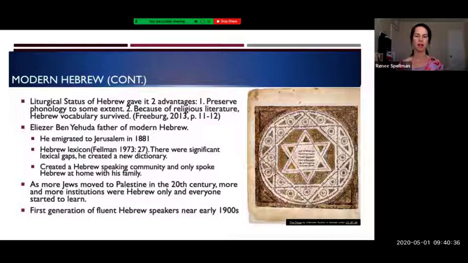And so his son was the first native speaker of Hebrew. And as more Jews started to move to Palestine in the 20th century, they started using Hebrew more and more. Institutions and organizations also started using Hebrew, like schools and businesses. And so it started to spread and everyone started to speak it or to learn it and then to speak it. So basically the first generation of fluent Hebrew speakers was close to the early 1900s.